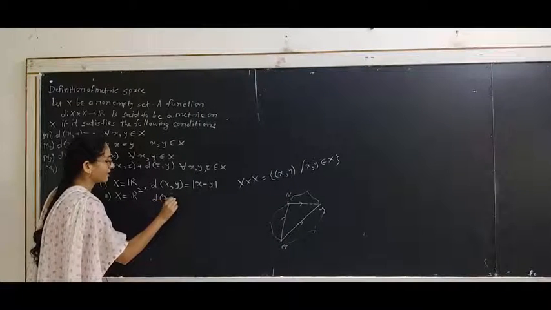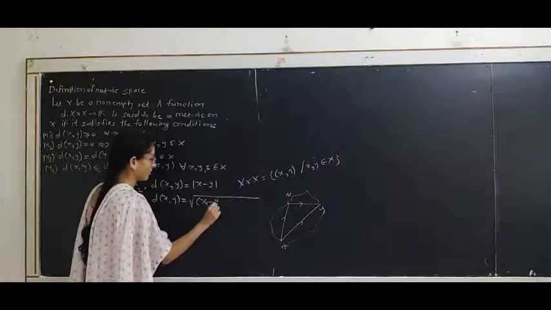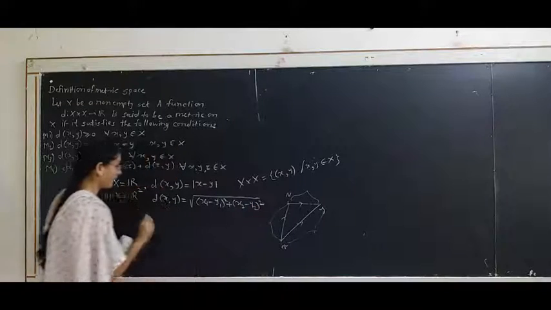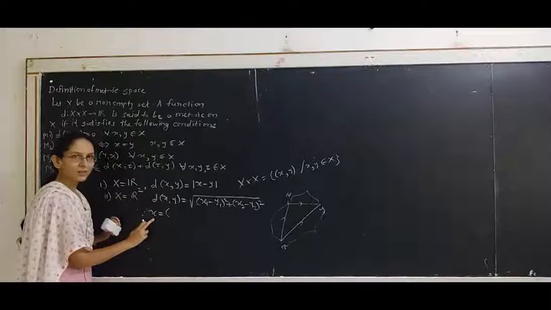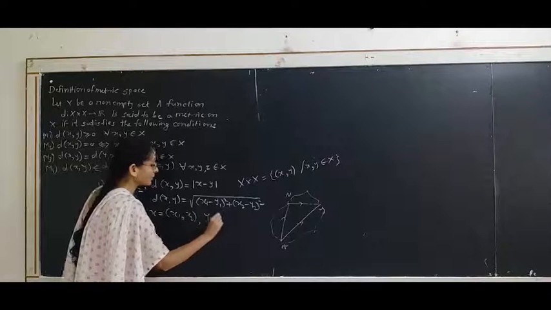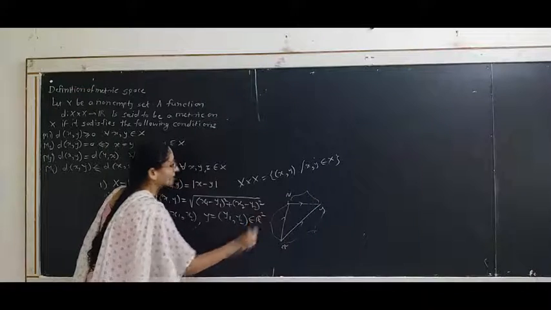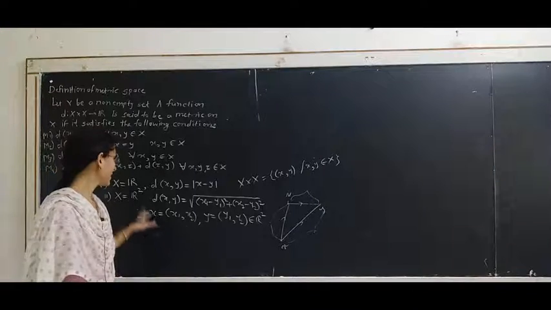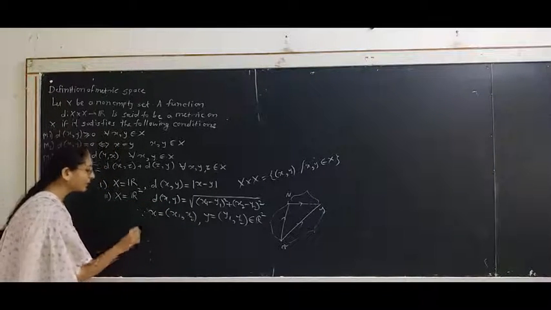D of xy is equal to the square root of (x1 minus y1) squared plus (x2 minus y2) squared, where, because x is in R2, x is of the form (x1, x2) and y is equal to (y1, y2). These are points in the plane R2. Then this is a metric on the set R2. This metric is called the Euclidean metric.